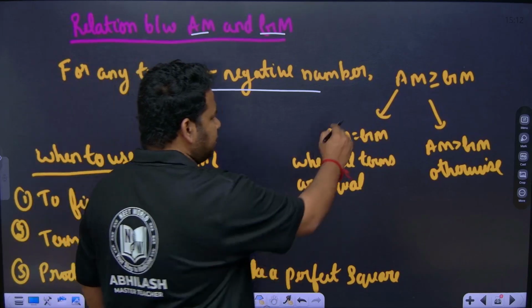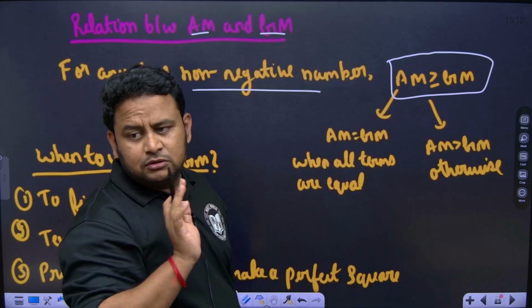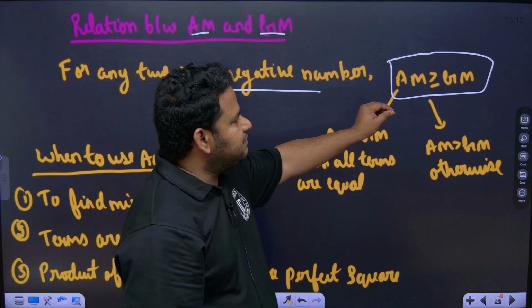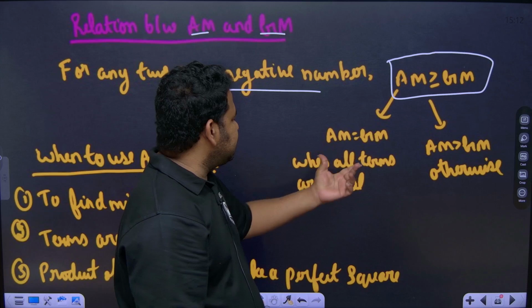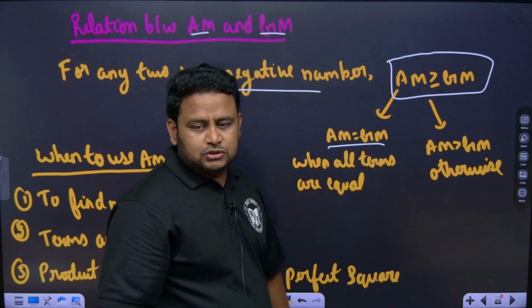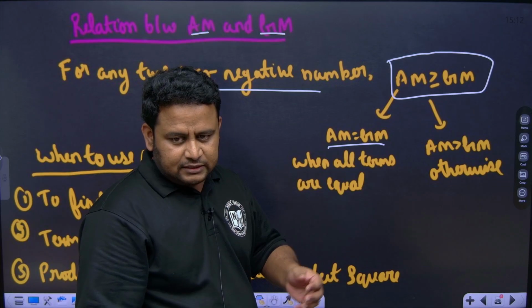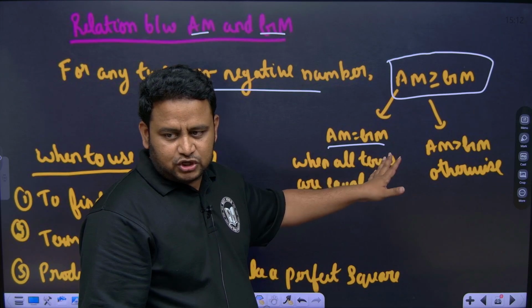This is very important, you have to know this. Arithmetic mean is always greater than or equal to geometric mean. When will arithmetic mean be equal to geometric mean? When the terms are equal. When all the terms are equal, arithmetic mean will be equal to geometric mean.